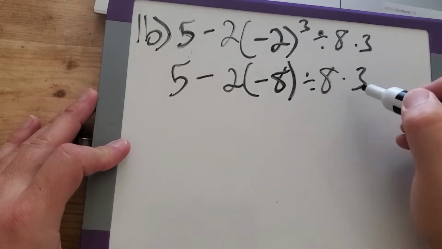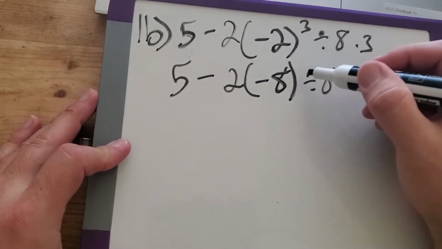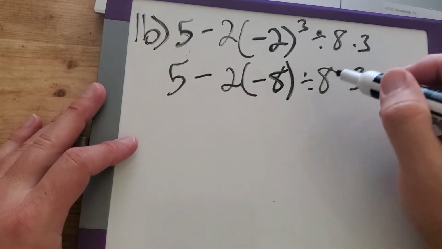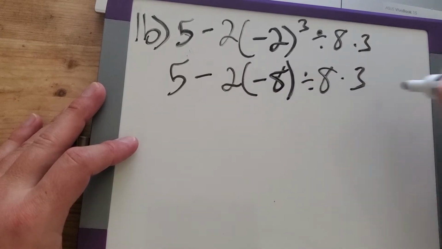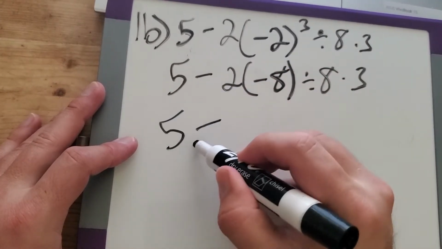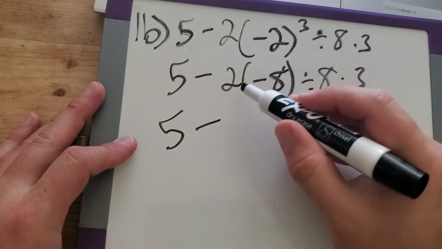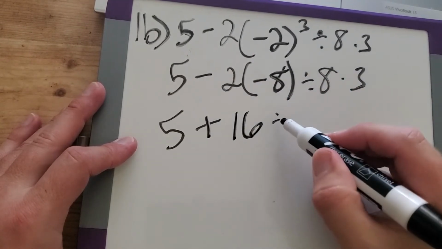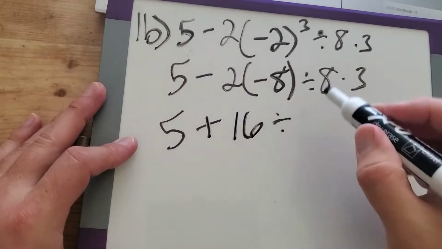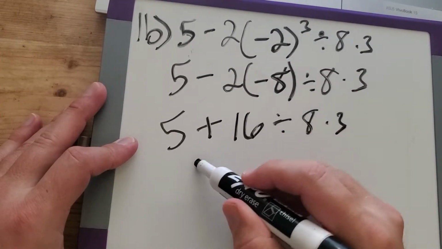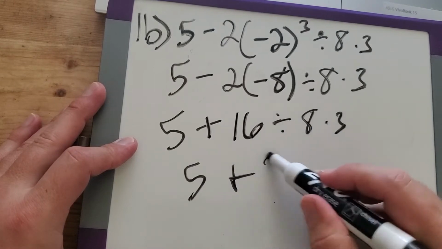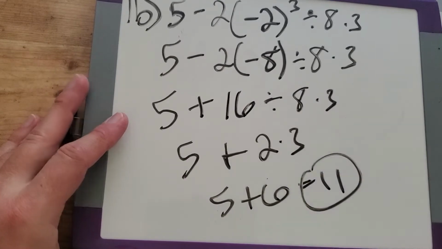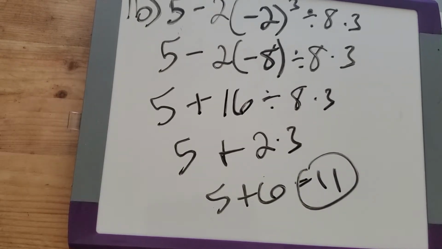Notice I'm not making this 24. Of course I'm not, because the 8's on the bottom and the 3 isn't. How could they possibly make 24? Right? You don't multiply before you divide. You do them as they come. This is the very last thing I'll do, and then everything else, I do it as it comes. 2 times -8 is -16, so that becomes plus 16. Right? Negative times negative is positive. 5 plus 16 divided by 8 is 2. 5 plus 6 is 11. That's crazy. Now, this was quicker than I thought.